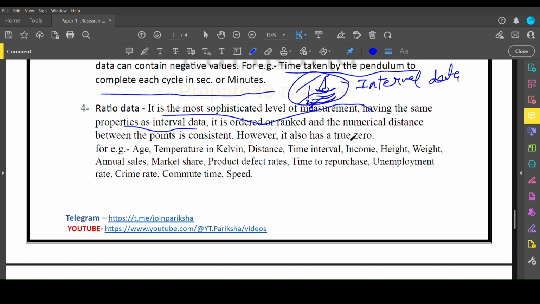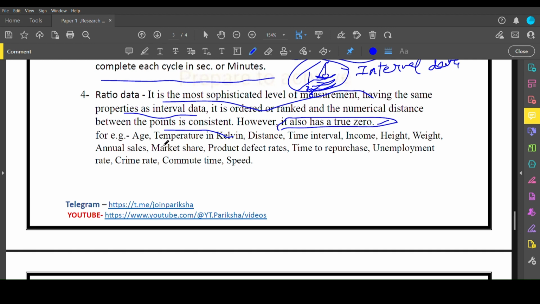And it is ranked or like rank, and the numerical distance between the point is consistent. यहाँ भी जो distance between the points होता है वो consistent ही होता है, equal होता है, and it also has a, but in this case there can be a true zero value as well. So this is the only difference.